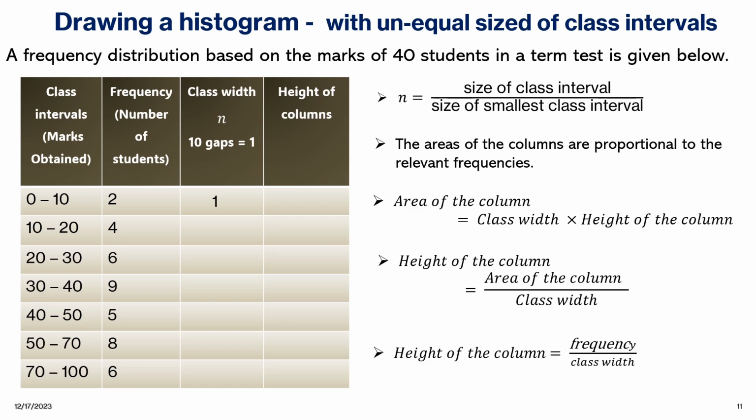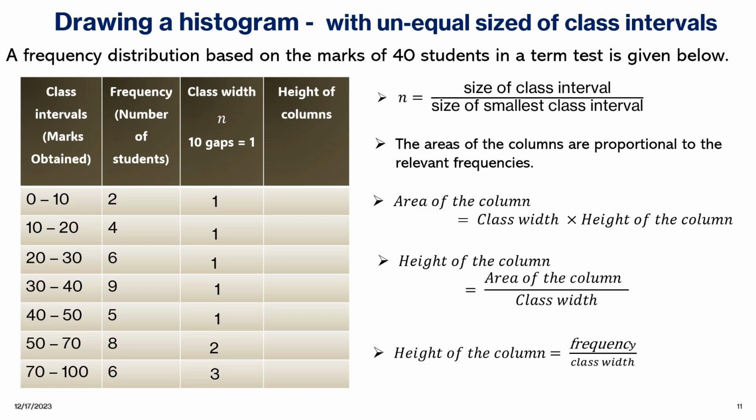0 to 10, 10 divided by 10 is 1. 10 to 20, 10 divided by 10 is 1. 20 to 30, 10 divided by 10 is 1. 30 to 40, 10 divided by 10 is 1. 40 to 50, 10 divided by 10 is 1. 50 to 70, the class size is 20, divide by 10, 2. 70 to 100, class size is 30, divide by 10 is 3. This is how we have to find the height of the class interval.